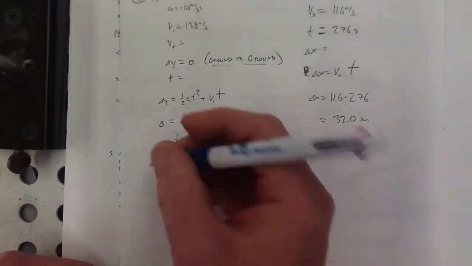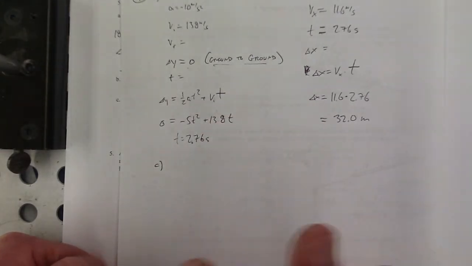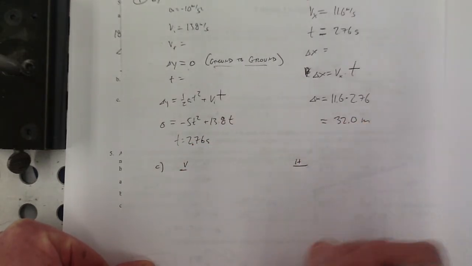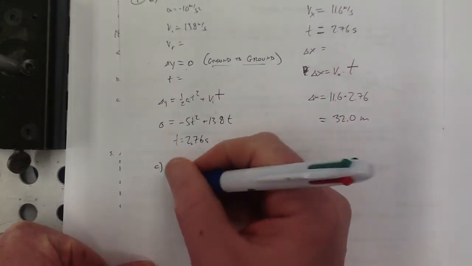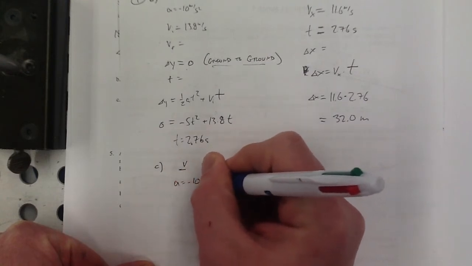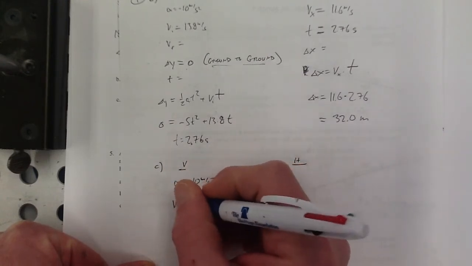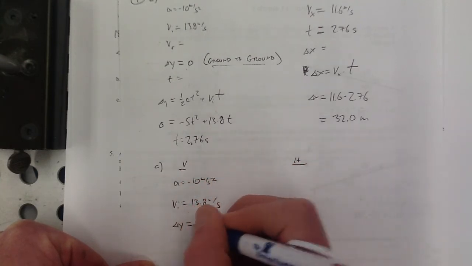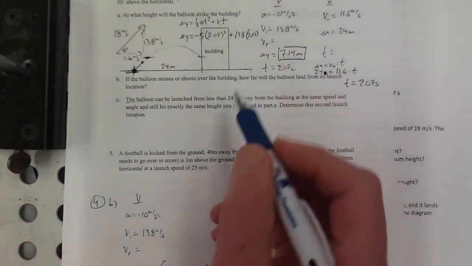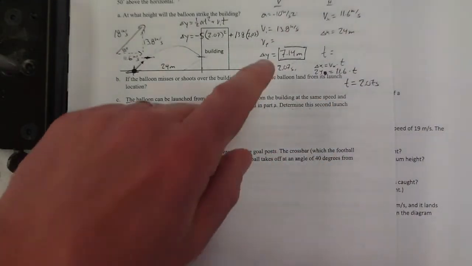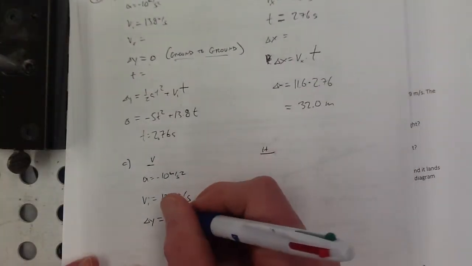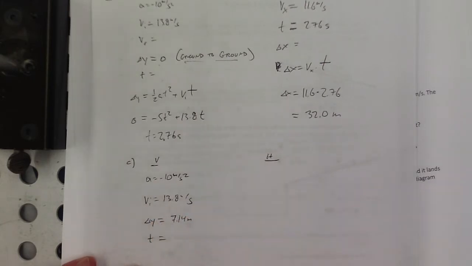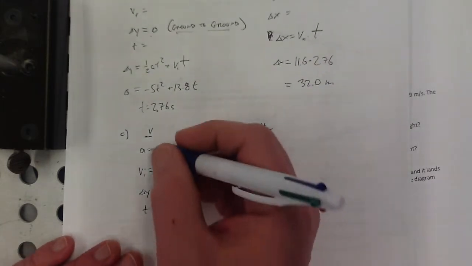Okay, so how do we figure that out? If you're thinking, whoa, this is hard, this is a little trickier for sure, probably harder than the test question is going to be. So in the vertical direction, still on planet Earth, so that's still -10. Vi is still the same thing. And delta y is equal to what we found in part A, which was 7.14. And the time is going to be something different.